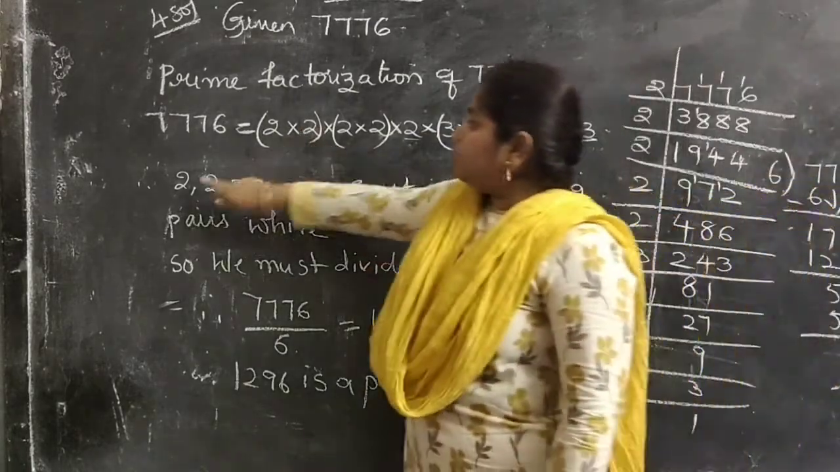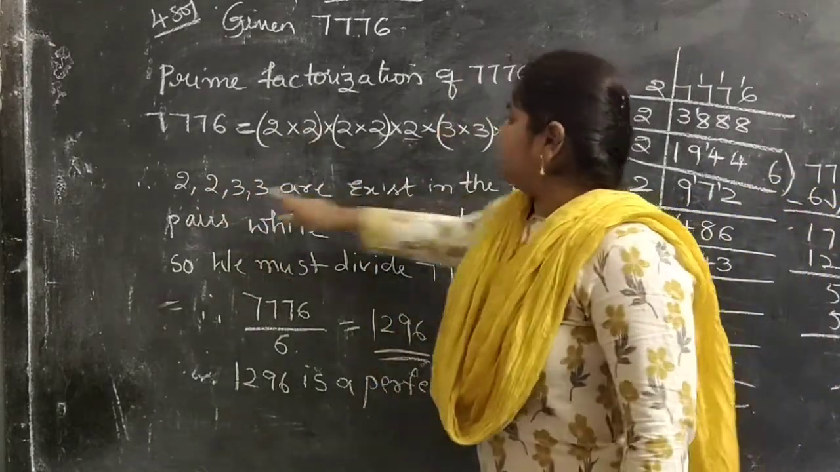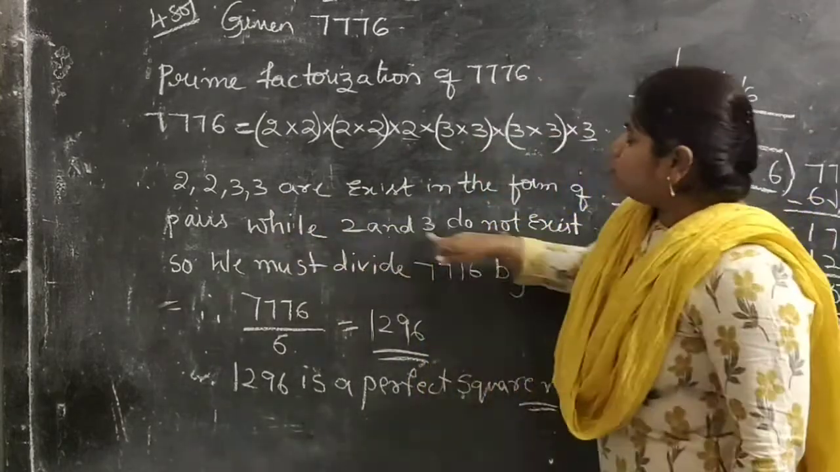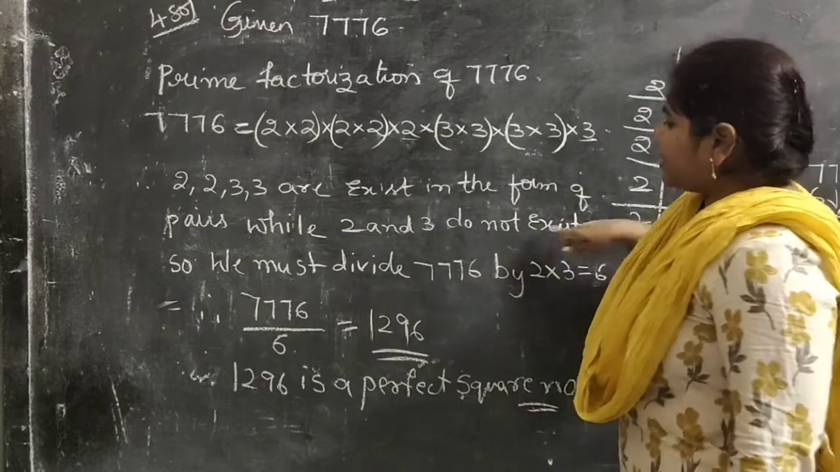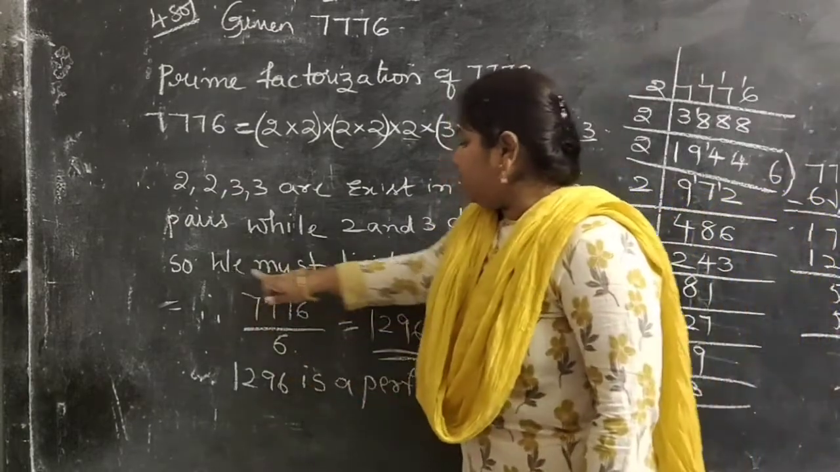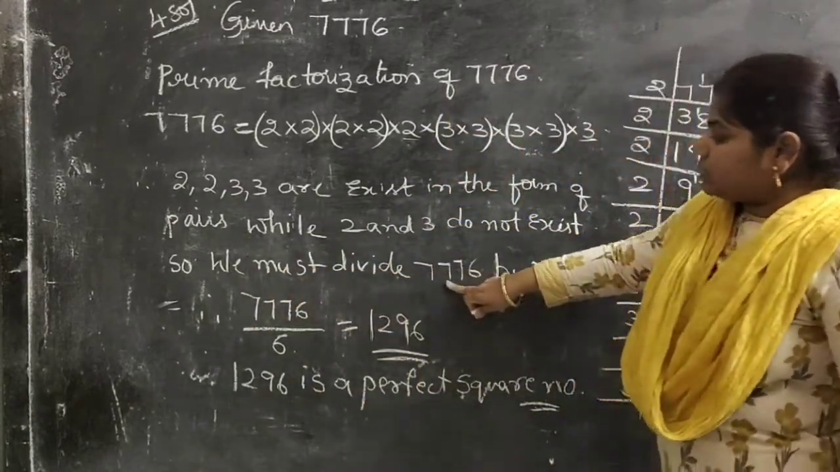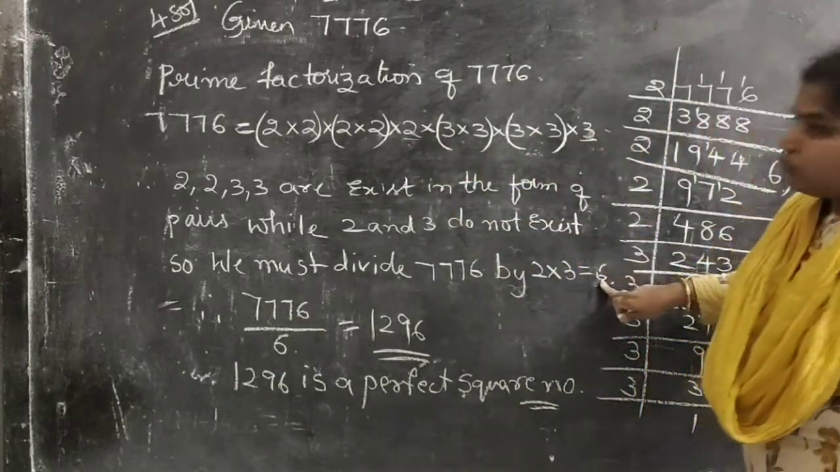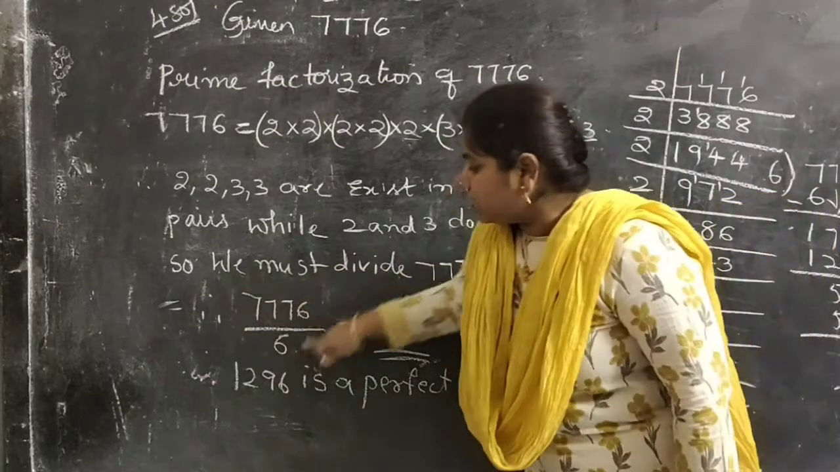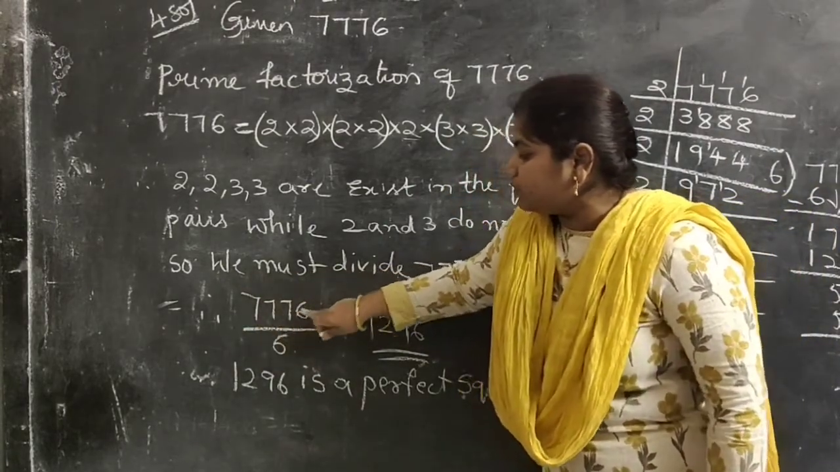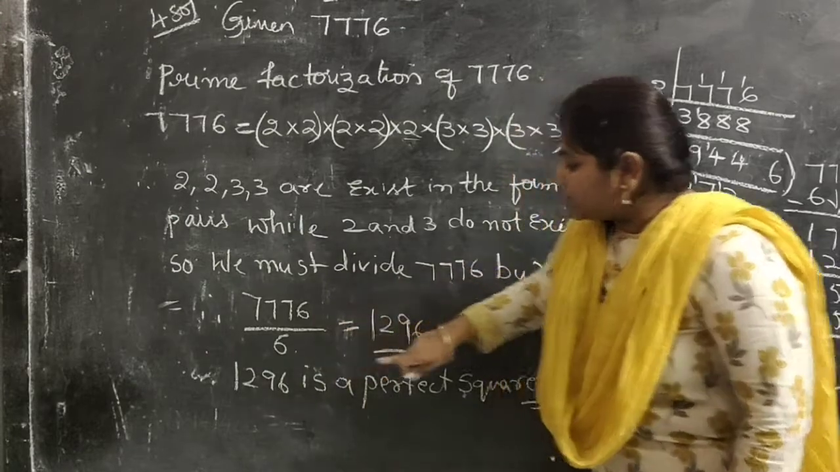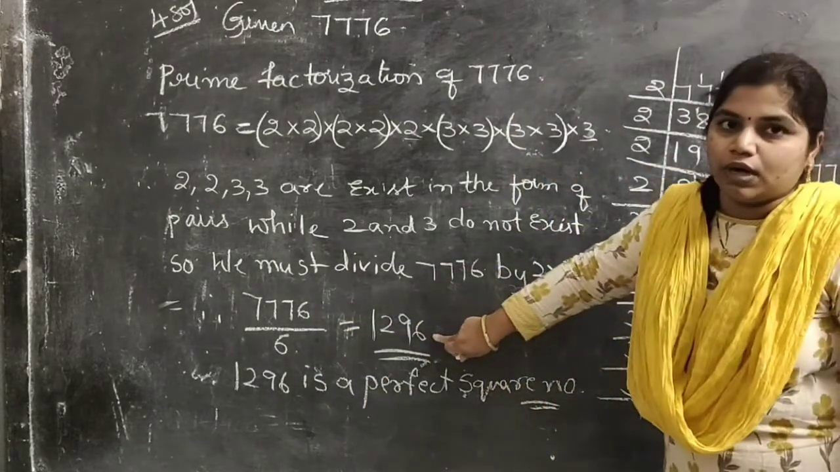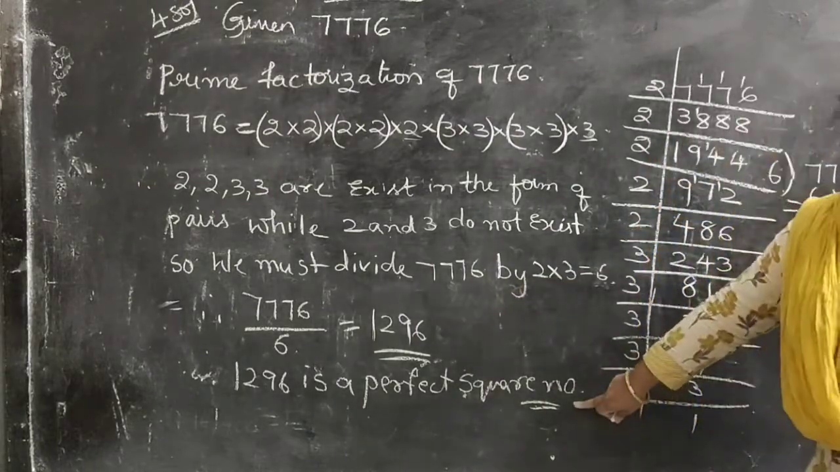So therefore 2, 2, 3, 3 exist in the form of pairs, while this 2 and 3 do not exist. So what are we doing? We must divide 7776 by 2 into 3, that is equal to 6. So we are dividing 7776 by 6. So what result did you get? 1296. So this 1296 is a perfect square number.